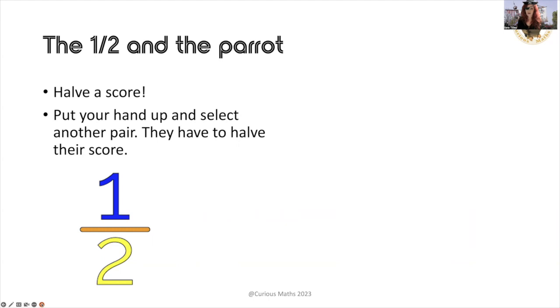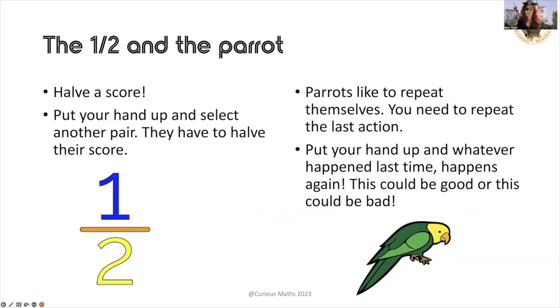The half icon is about halving another pair's score. So if that square is called out, the pair need to put up their hand and they can select another pair to halve their score. And we all know parrots like to repeat themselves. So this is about repeating the last action. So the pair need to put up their hand and whatever happened last time happens again. And of course, this could be good, like being gifted £200, or this could be bad, like somebody halving your money.